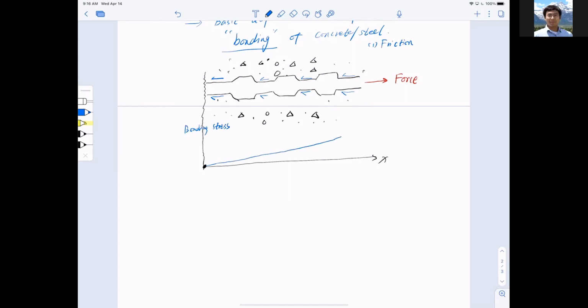And if you care to know it, it follows this hyperbolic equation and reaches a certain value. So this is friction. Now, apart from friction, there is chemical adhesion.